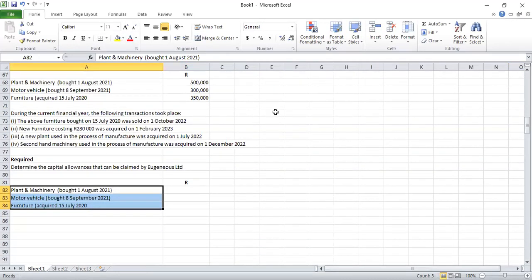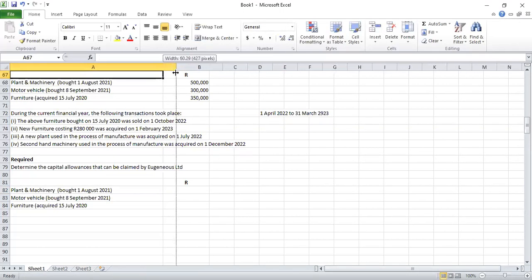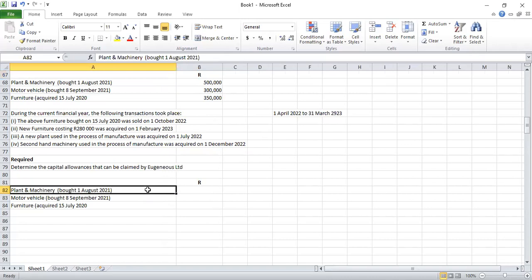Let's remember our year of assessment is ending 31 March 2023. That means it started 1 April 2022 to 31 March 2023. Now, if it's a small business corporation, they can use section 12E for the allowances. Yes, you wrote 31 March 2023. Okay, thank you.